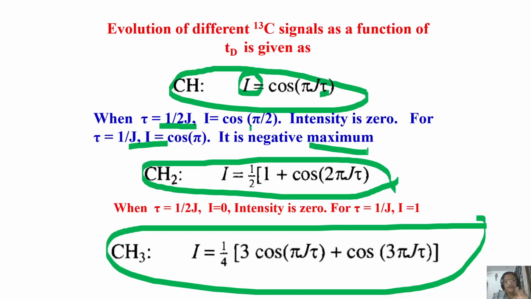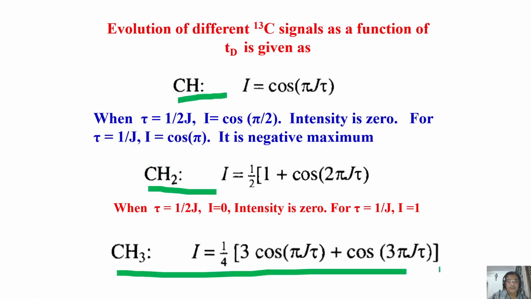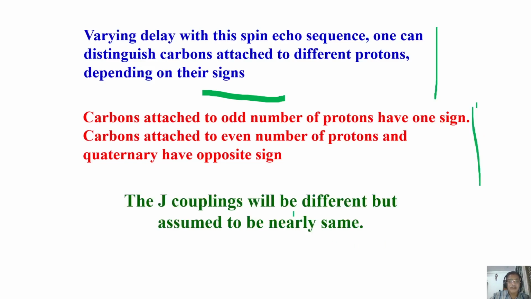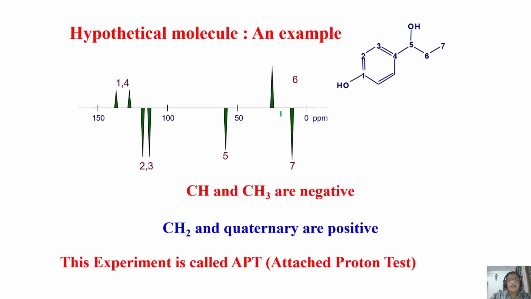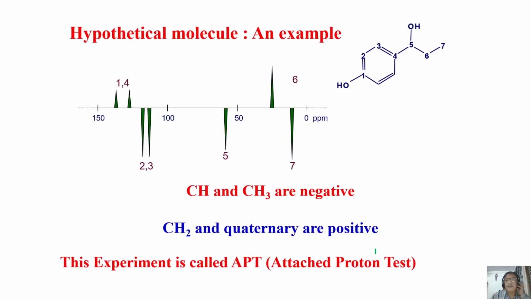I did not go into the mathematics of it. It's a huge calculation. But remember, all 3 equations, the intensity as a function of tau for CH, CH2 and CH3, can be given like this. And as you plug in the values of tau, you know when it is maximum, when it is minimum. And by varying the delay, what we understand in the spin echo sequence is that you can distinguish between 2 types of carbons, those attached to an odd number of protons and an even number of protons. Of course, J couplings are not the same, as I said. You have to assume a nearly same or approximate value.